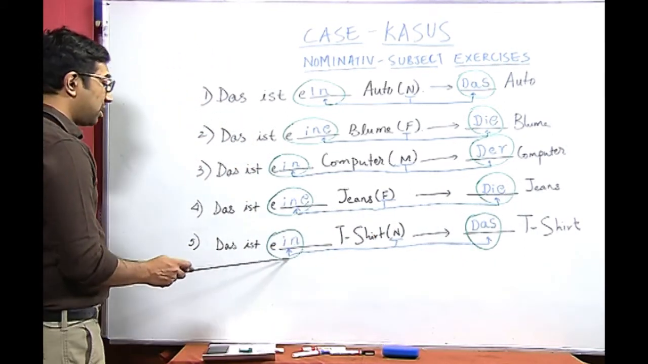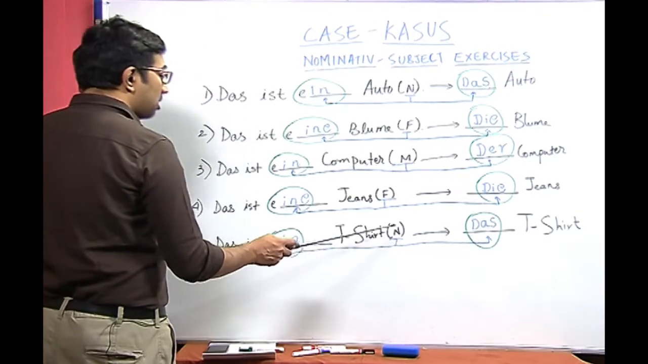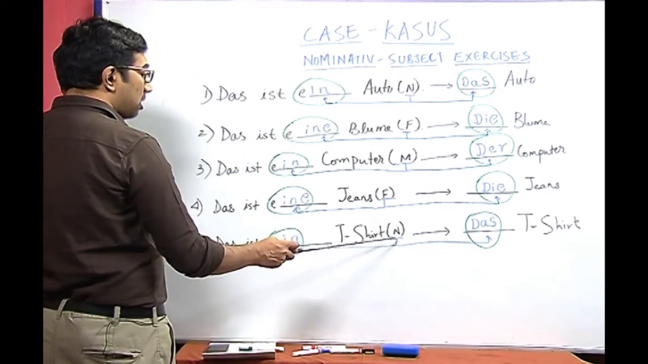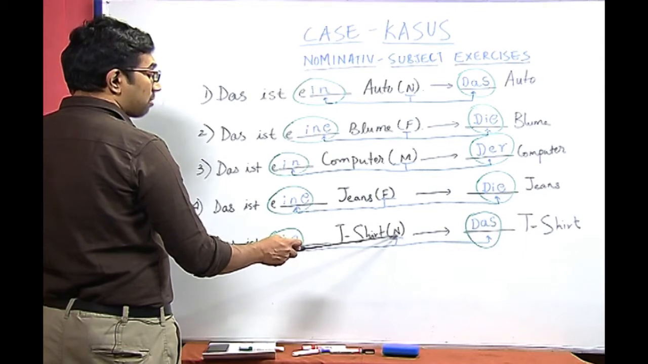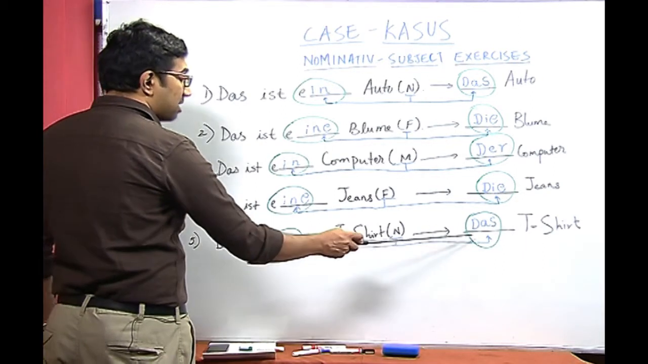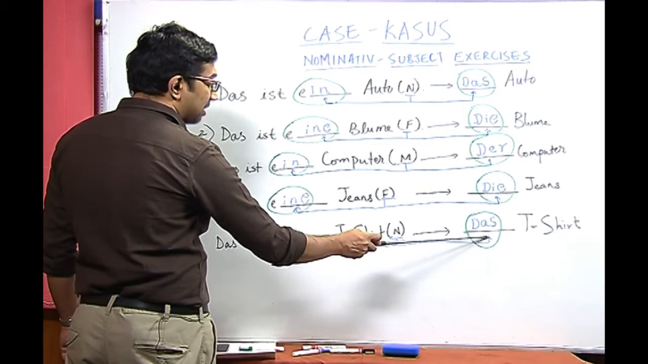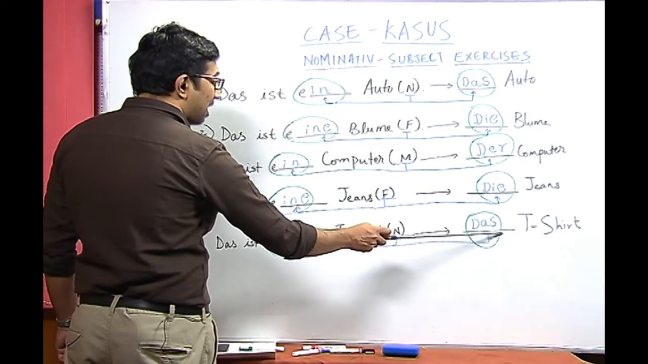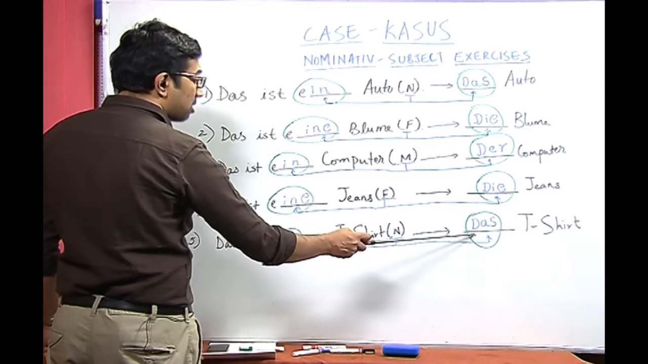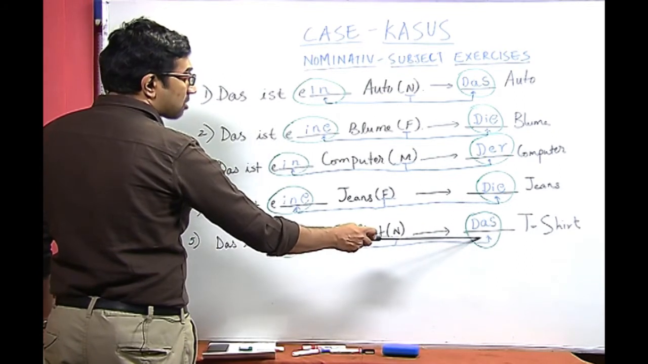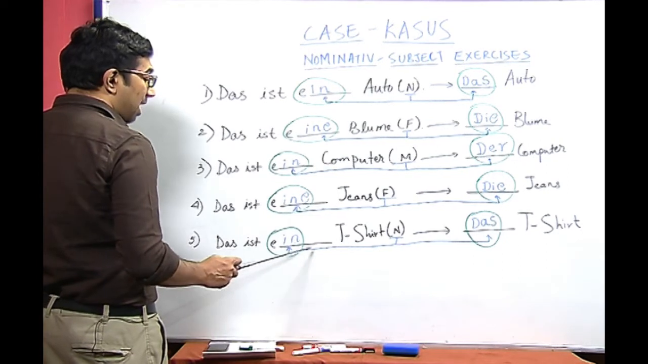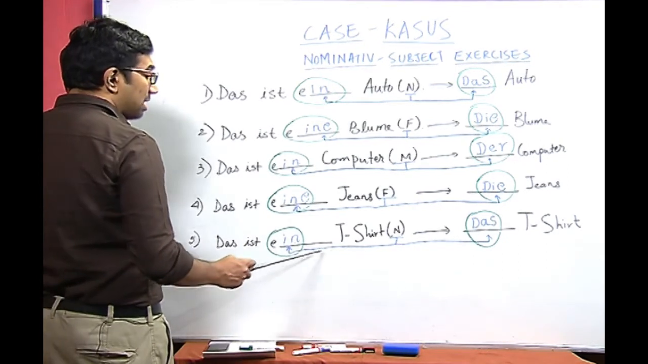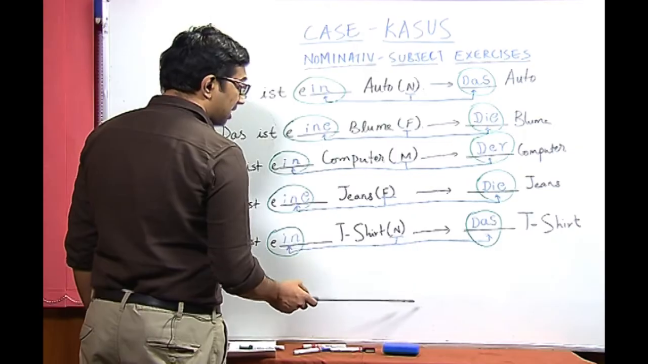Das ist ein T-shirt. The word T-shirt has got the neutral gender, which is marked by N here and carries the definite article das, which makes it das T-shirt, and the definite article das corresponds to the indefinite article ein, which makes it ein T-shirt. So the answer given here is right.